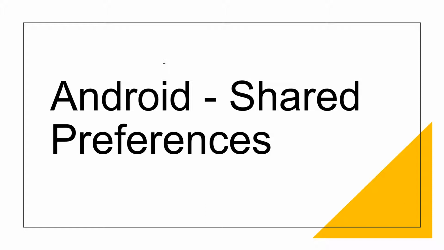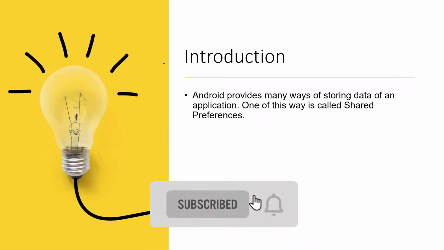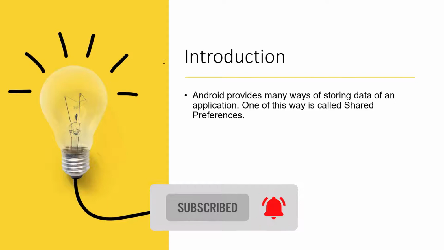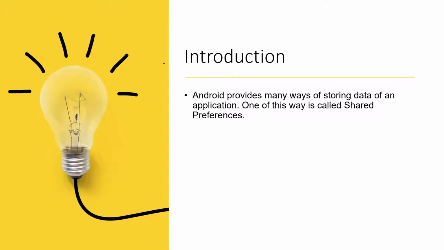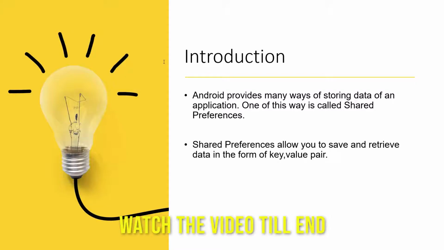So let's begin. Android provides many ways to store data for our application. One of the best ways is shared preference. Now shared preference allows us to store data and retrieve data in the form of key and value. Let's move to our Android Studio and see the example of shared preference.